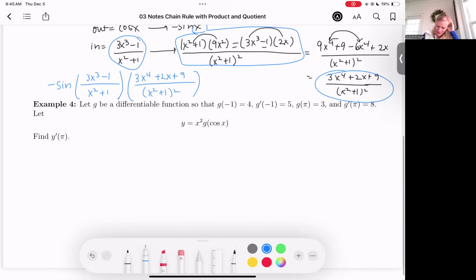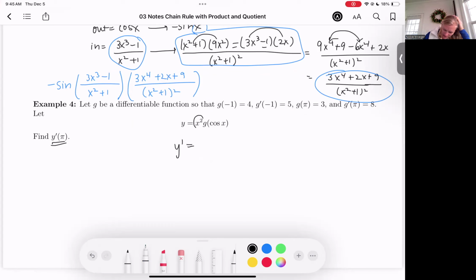And then let's do this one. This one's a little bit more abstract problem. So we are given information about our function g of x, and we want to find y prime of pi. This means I'm going to find y prime and then plug pi in. So let's start out by finding y prime.